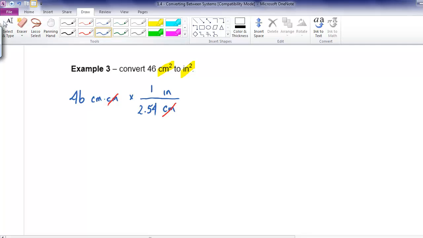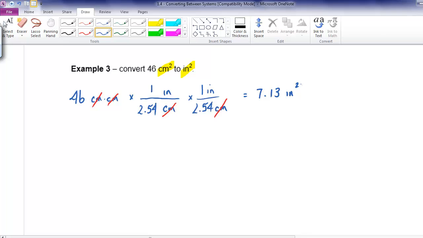And if we want to get rid of them using a unit analysis approach, all we have to do is get rid of the centimeter again using our exact relationship that we know. And when we do this unit analysis approach, we get rid of both of those centimeters and we're left with inch times inch, which is inch squared. And when we do this calculation, we end up with 7.13 square inches.